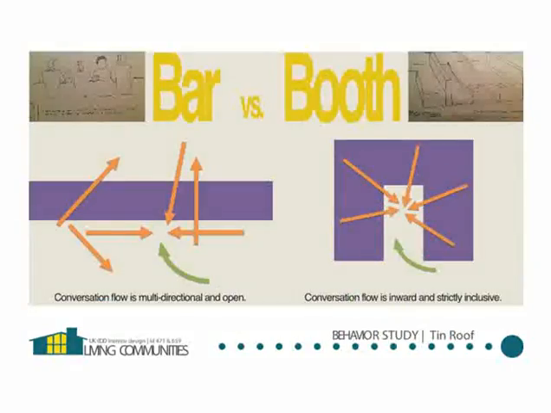This behavioral analysis was conducted at Tin Roof, a local college hotspot. Studies have shown that conversation is open at the bar seating because all parties share the same eye level, and the linear seating allows conversation to be open to many. However, when seated at a booth, conversation was strictly inward with the exception of a waitress.